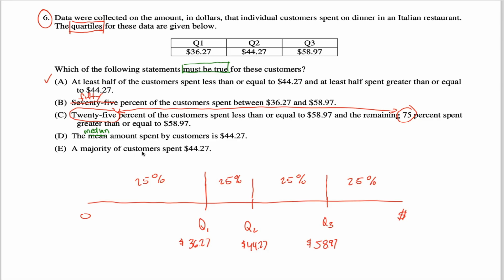Finally, a majority of customers spent $44.27. I think what this sentence is meant to say is a majority of customers spent exactly $44.27. And that's definitely not true. If there's an implied at least, like if I asked you, did you spend $44 on dinner? And you're like, yeah, man, I spent 60. Then this statement comes true because approximately 50% of people spend at least $44.27. But I don't think that's what this says. I think what this is going for is exactly this.